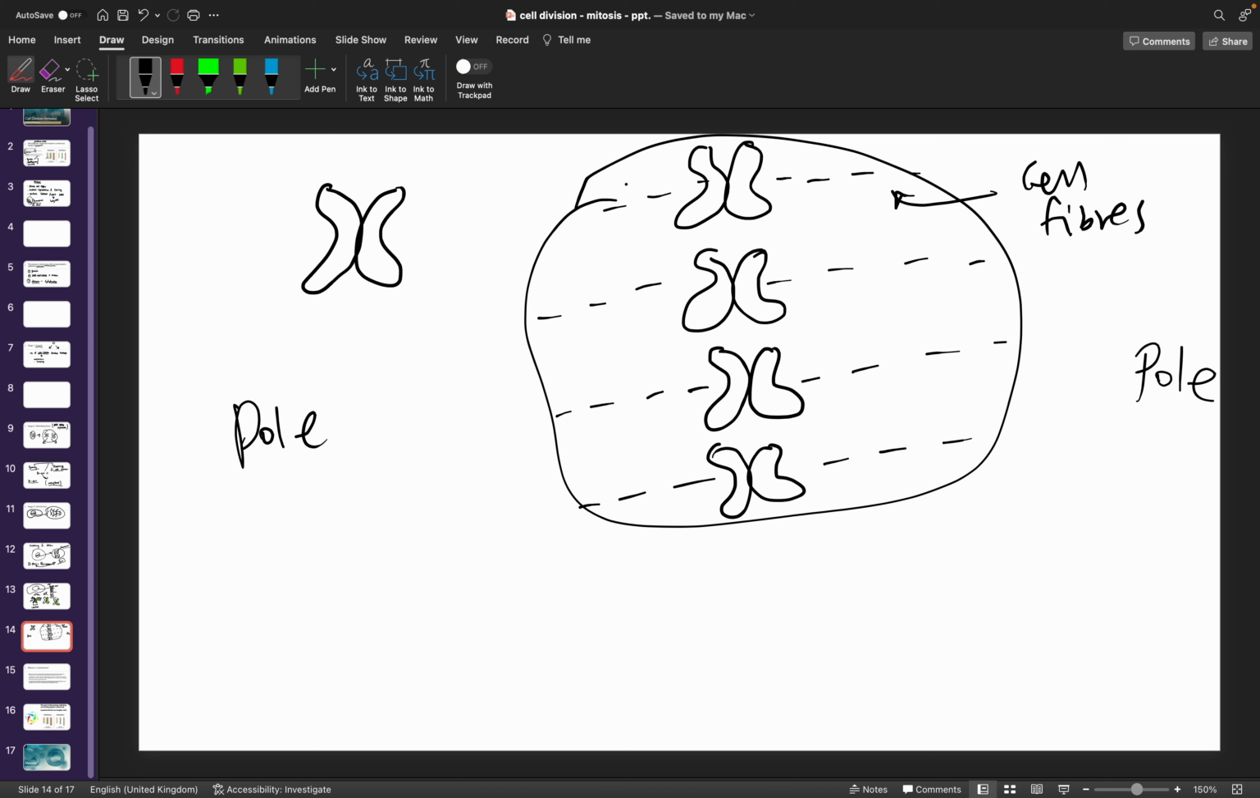So a pole from this side will have cell fibers, and they'll pull this one all the way here. Another one will pull this one all the way here. Another cell fiber from the right side will pull it to the right pole, like so.